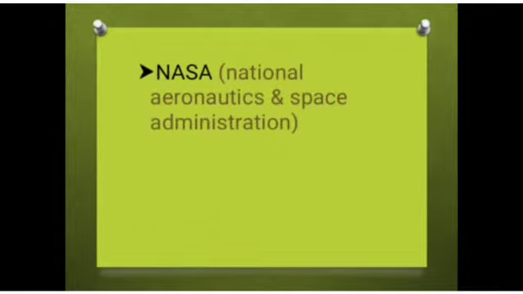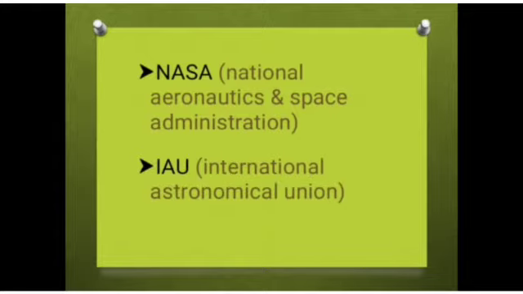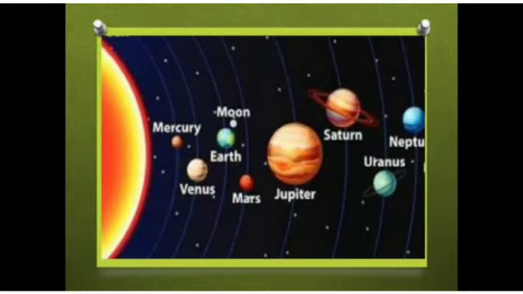NASA, National Aeronautics and Space Administration, and IAU, International Astronomical Union, are both the biggest organizations in the world which work on space missions. They have finalized that now there are altogether 8 planets in the solar system. Let's study them briefly.